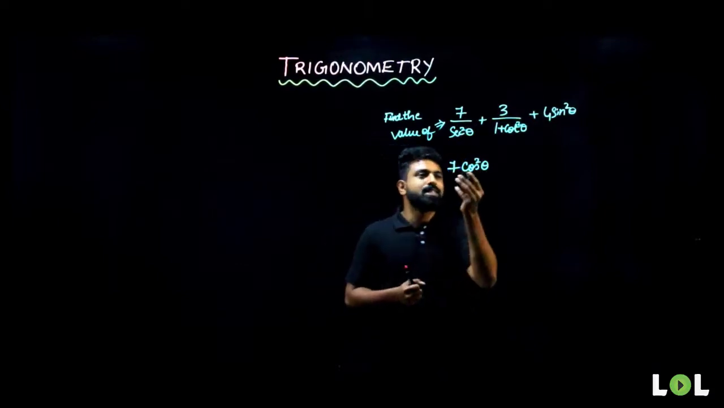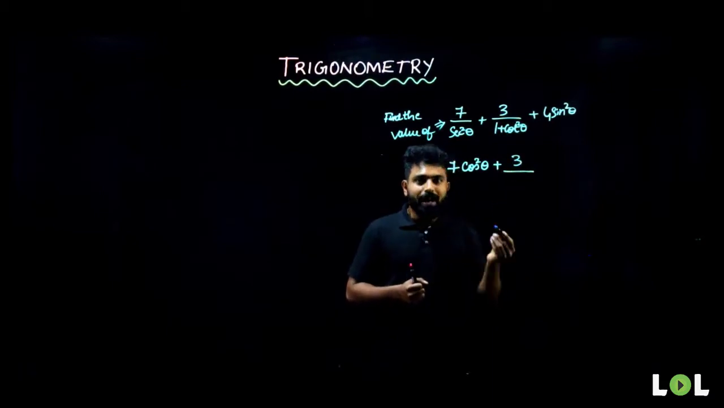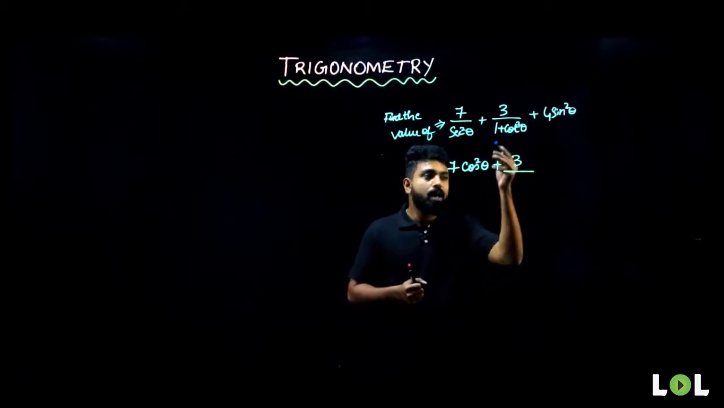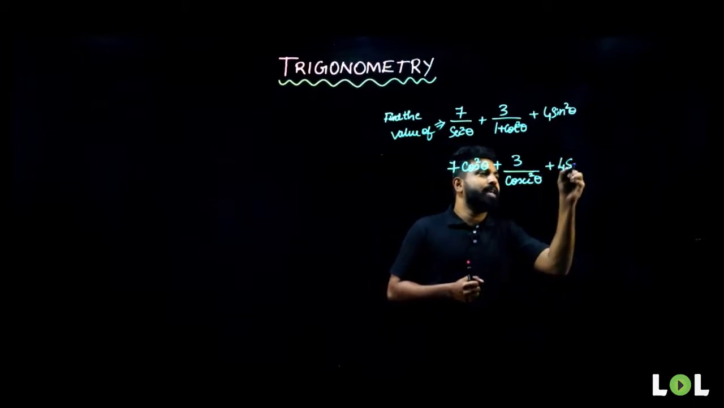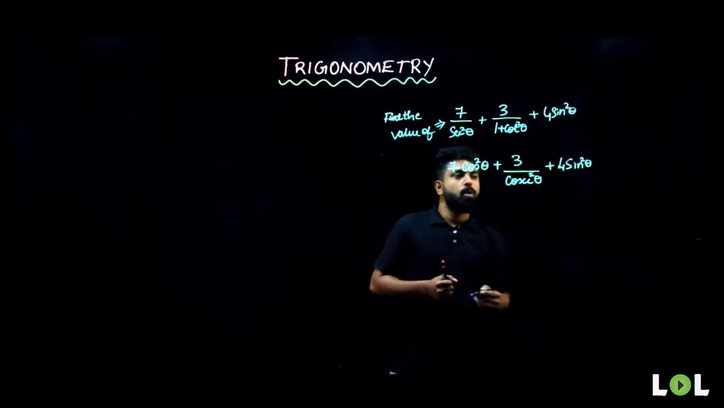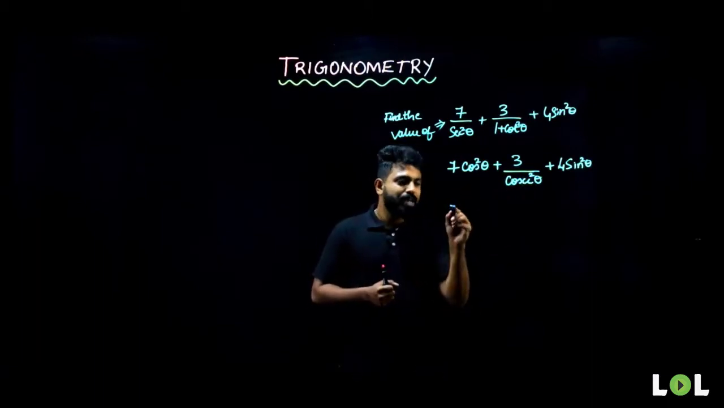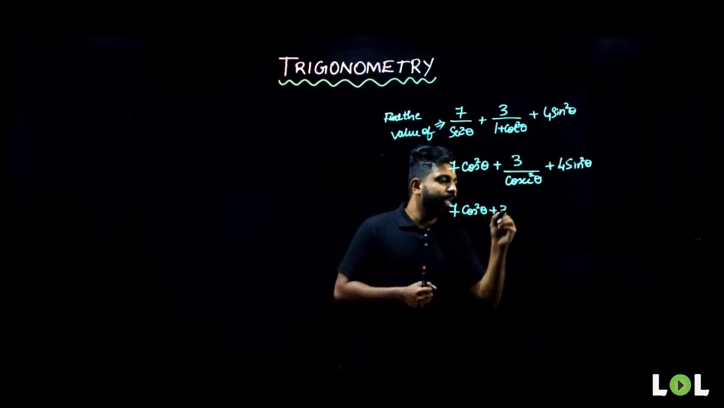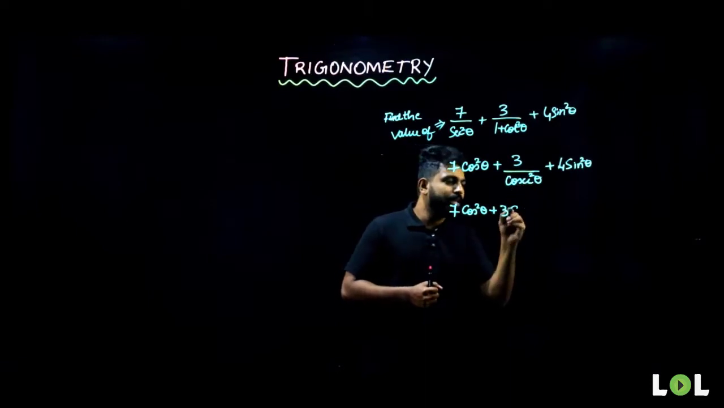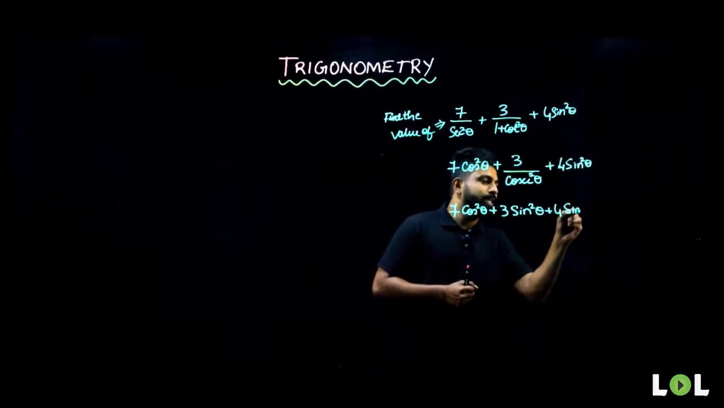So I'm writing 1 by secant square theta as cos square theta. So that is nothing but 7 cos square theta plus 3 divided by, we all know the identity, what is 1 plus cot square theta? 1 plus cot square theta is cosecant square theta, plus 4 sin square theta. Now what is 1 by cosecant square theta? 1 by cosecant square theta is nothing but sin square theta. So what do I have here? 7 cos square theta plus 3 sin square theta plus 4 sin square theta.